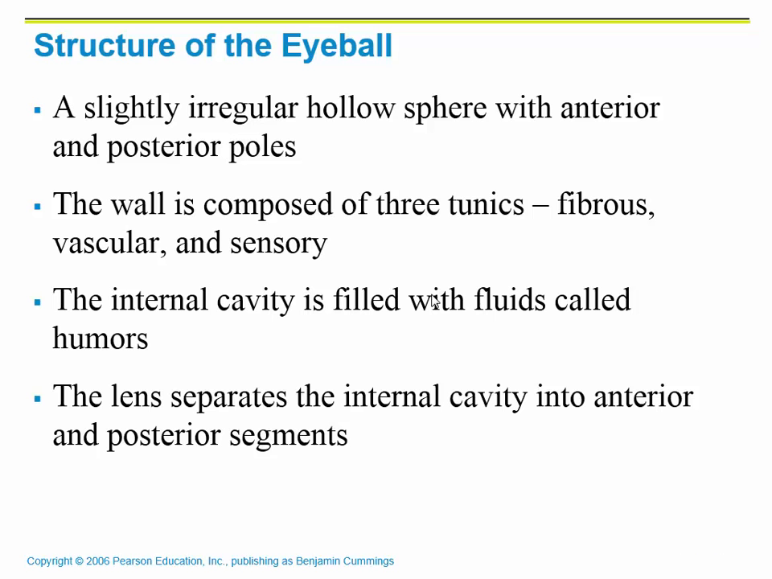Now the structure of the eyeball, it is a hollow sphere, and then there's stuff inside this hollow sphere that allows us to make sure that we can see. The wall is composed of 3 tunics. We have a fibrous tunic, a vascular tunic, and a sensory tunic. And then the internal cavity is filled with fluid. We're going to again see this when we cut open the eye, but the fluid we call humor. And then we have a lens, and we have basically a posterior segment and an anterior segment, and we use the lens to determine what's in front of it would be the anterior segment and what's in back of it would be the posterior segment.